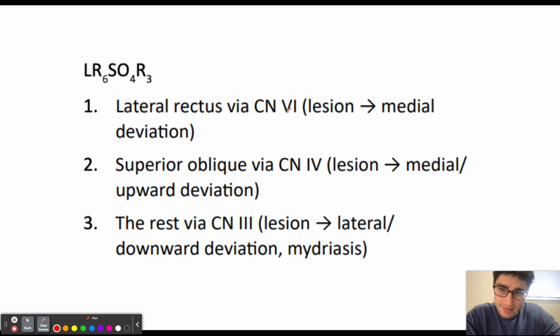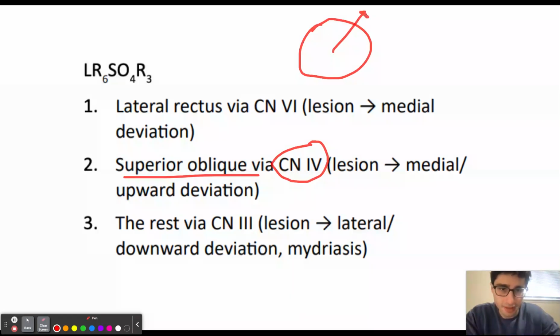So the lateral rectus is supplied by cranial nerve 6. And if there is a lesion, then there is going to be medial deviation. So the eye will go like this if there is damage to the lateral rectus muscle. If there is damage to the superior oblique muscle, which is supplied by cranial nerve 4, then the eye would look medial and outward like this.